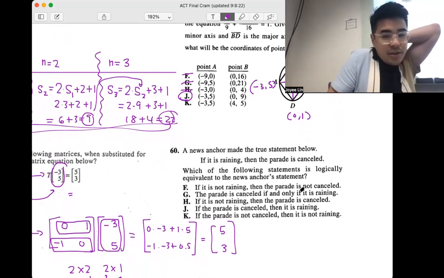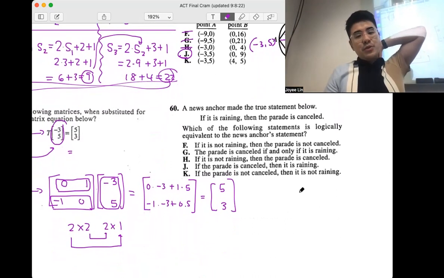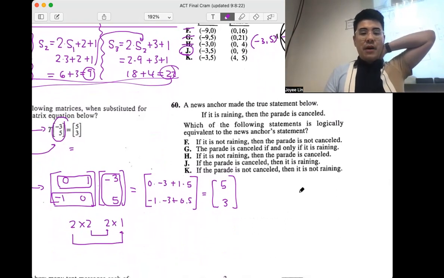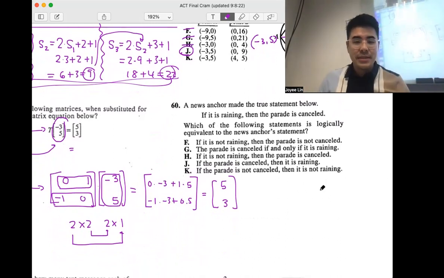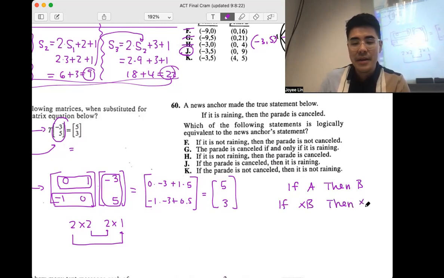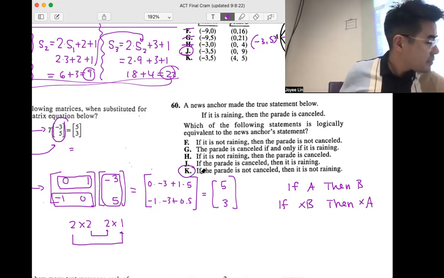Number 60, we have our contrapositive statement. So if it is raining, then the parade is canceled. Which of the following is logically equivalent? We do the double negative, we flip it. Right, so if we flip it, if the parade is not canceled, then it is not raining, right? So if A, then B becomes if not B, then not A. In case you get a contrapositive statement there.